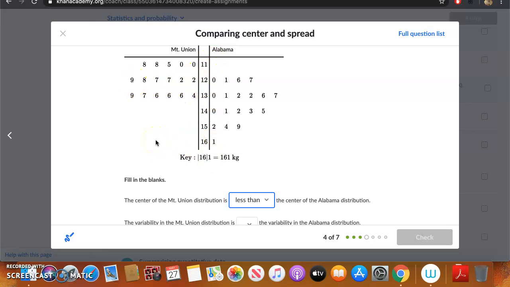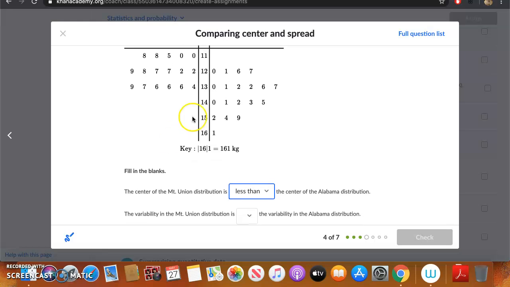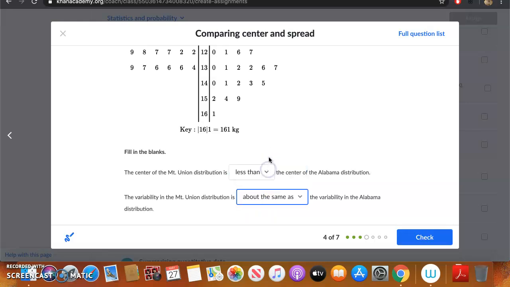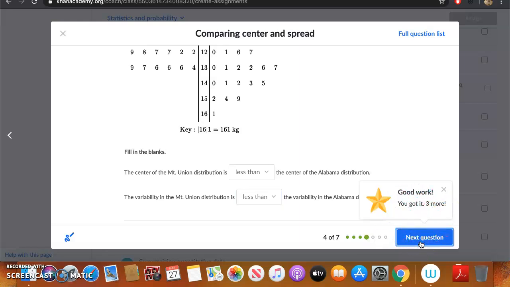Okay? And the variability in the Mount Union distribution. So the variability here, well, it's from 110 to about 139, correct? So 110 to about 139, which is about 29 kilograms. But the variability here for the Alabama team goes from 120 to 161, which is 41 kilograms. So the variability is much less. Sorry, less. Okay.